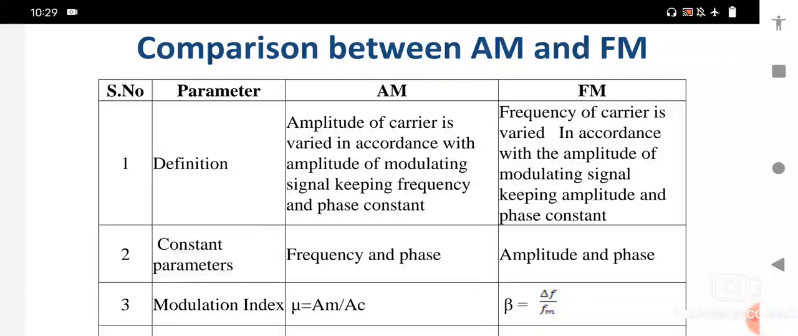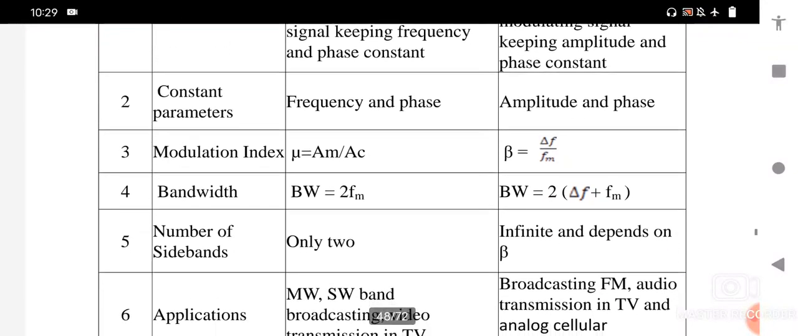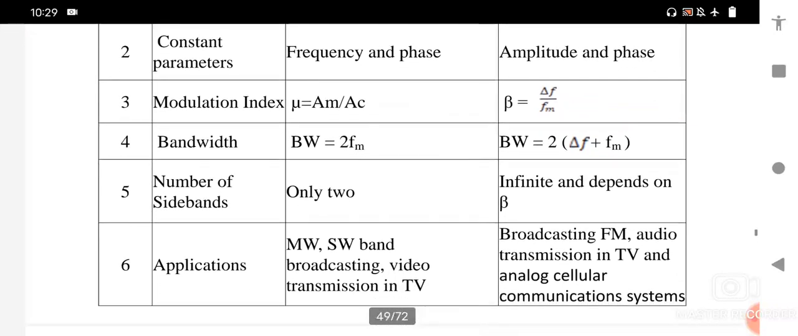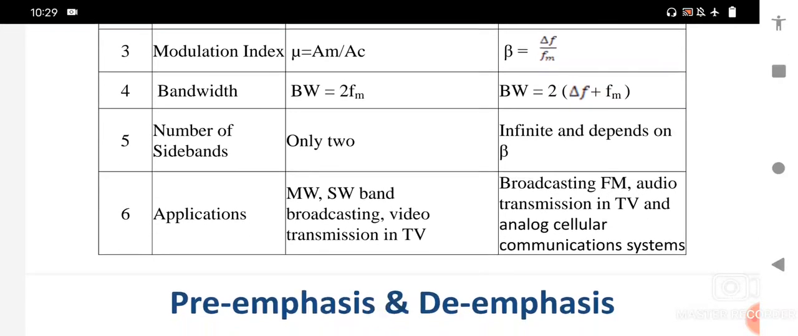The second parameter is constant parameters. In amplitude modulation, frequency and phase are constant, and in frequency modulation, amplitude and phase are constant.